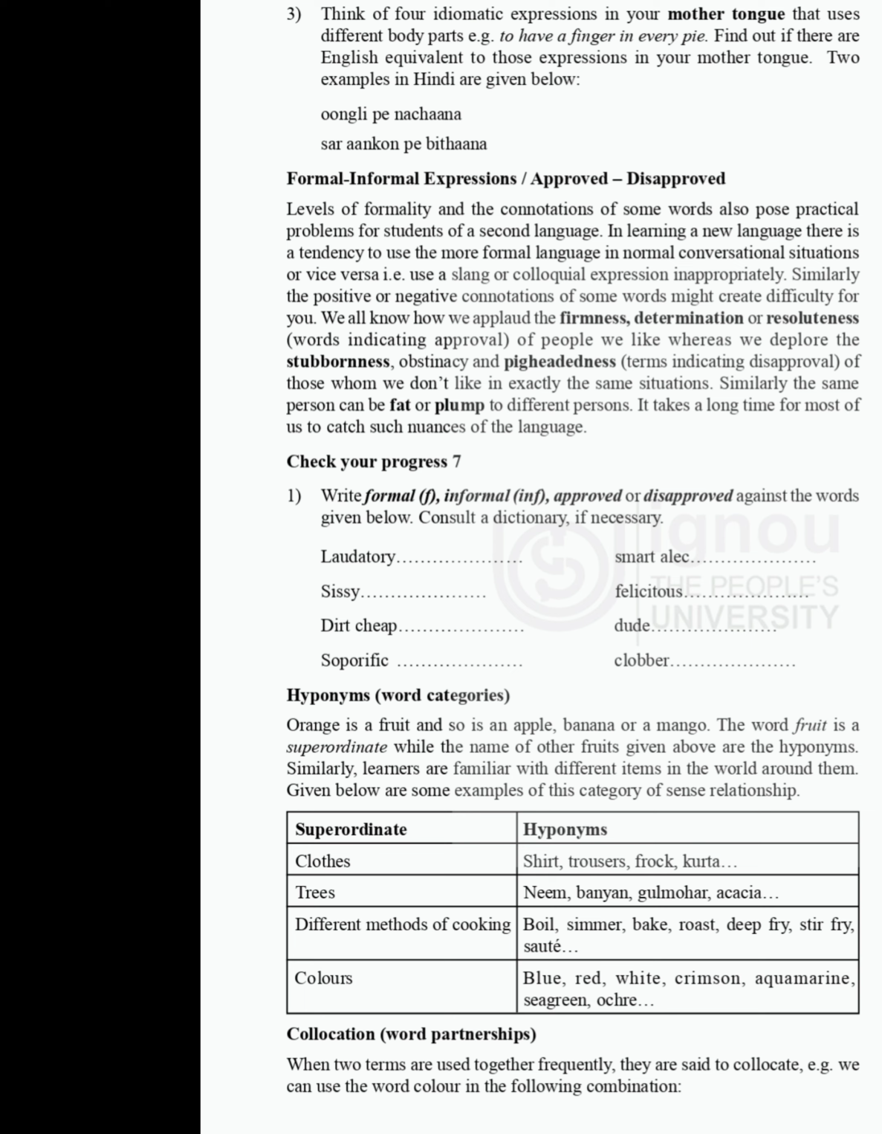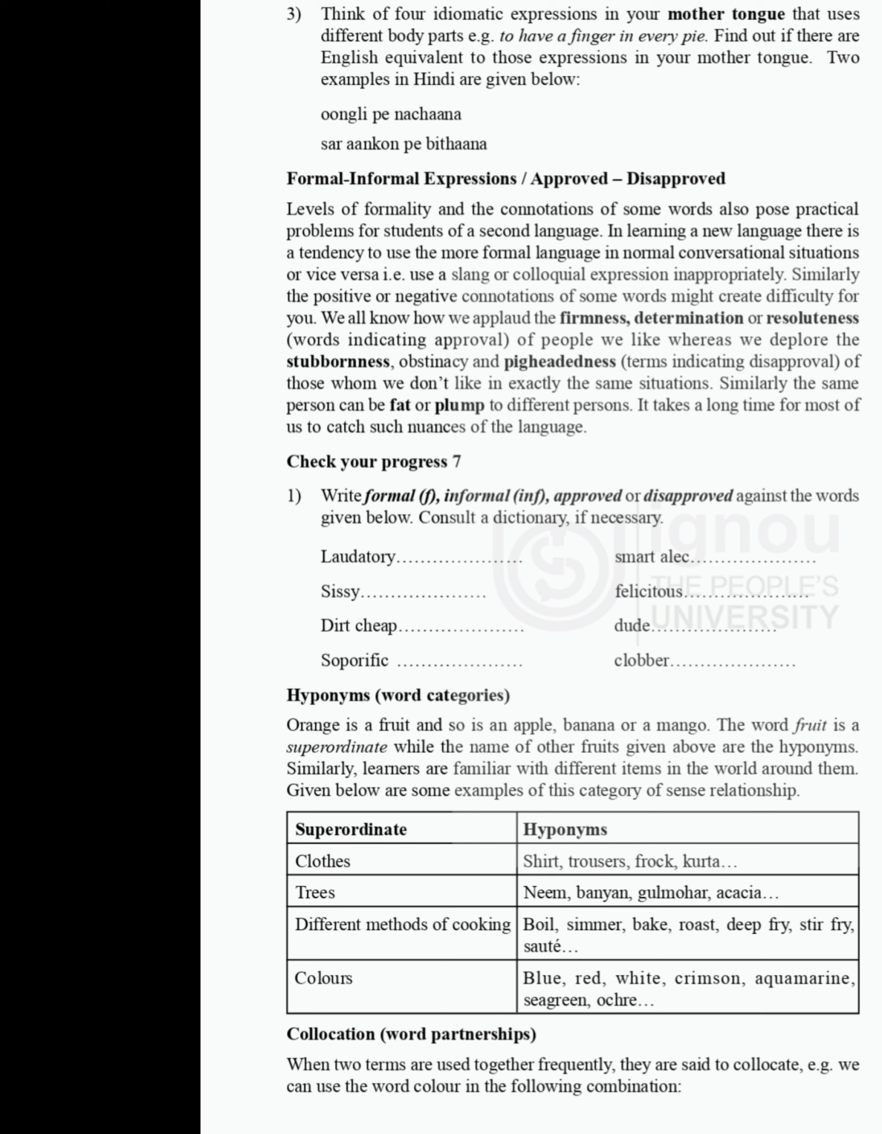Orange is a fruit and so is an apple, banana or a mango. The word fruit is a superordinate while the names of other fruits given above are the hyponyms. Similarly, learners are familiar with different items in the world around them. Given below are some examples of this category of sense relationship. Superordinate, hyponyms: clothes, shirt, trousers, frock, kurta; trees, neem, banyan, gulmohar, acacia.